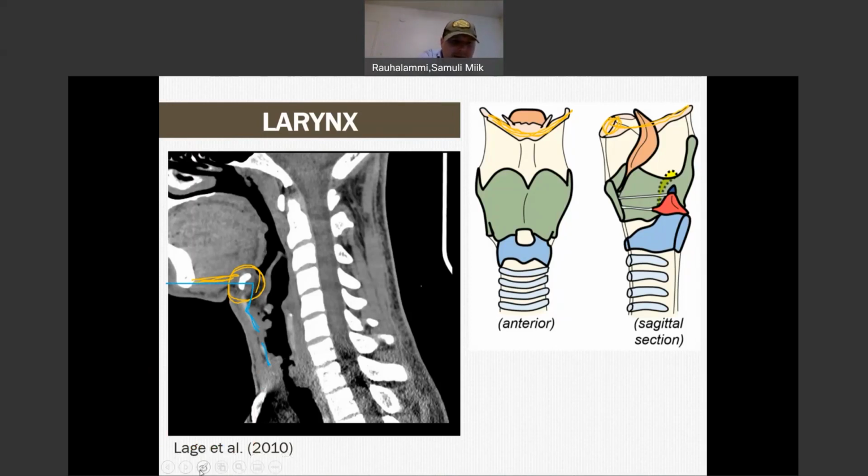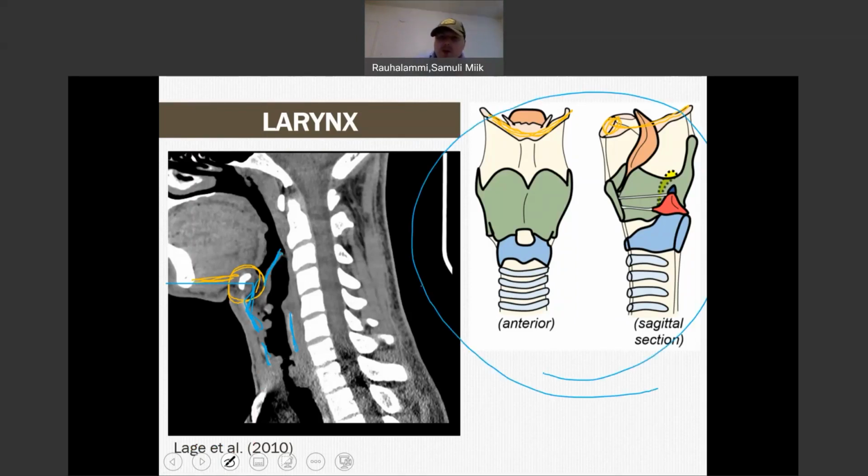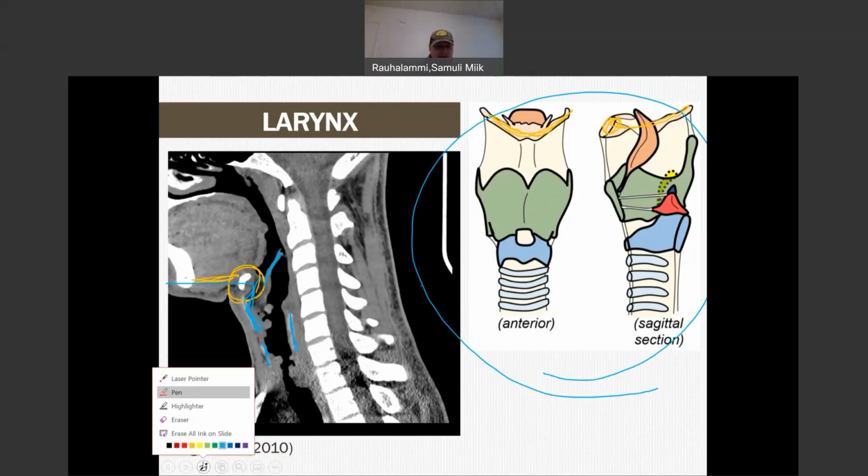Wonder why my screen every once in a while goes crazy. But we can see these cartilages, but we're not going to use this picture. We're going to use these diagrams that I've drawn for you. But if we had time and a little bit better screen, we could see the very same structures by studying this in greater detail.